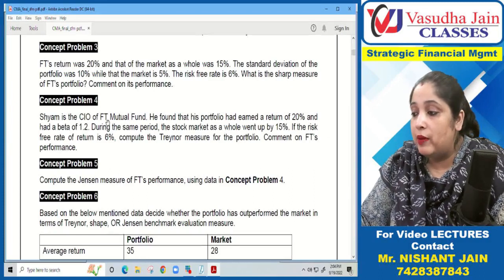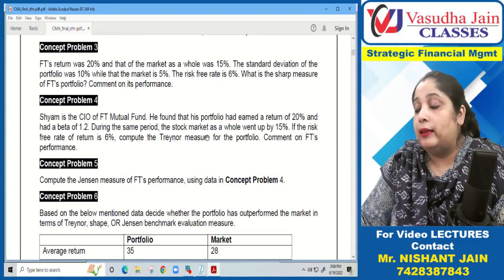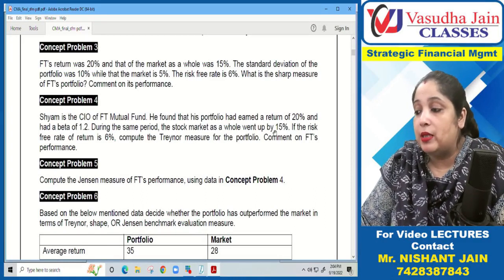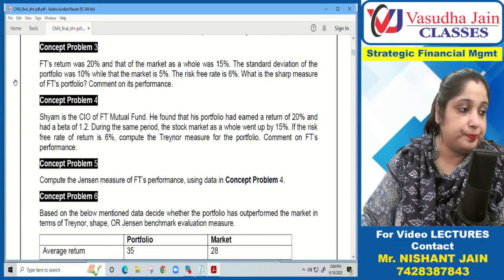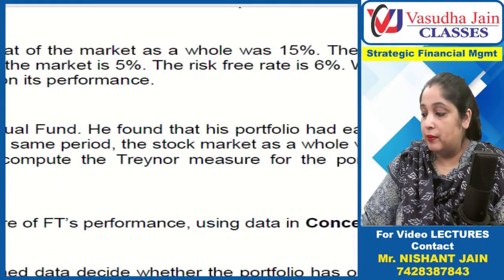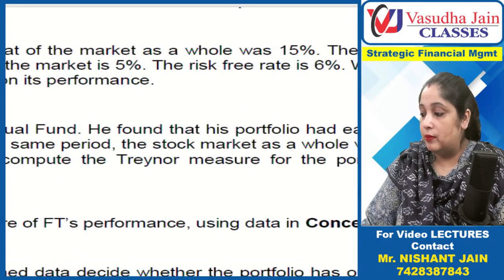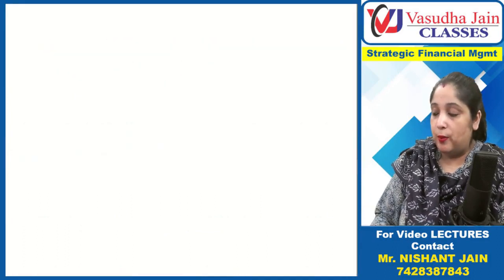What information was given? That your mutual fund was earning 20% return, beta was 1.2, and at the same time the stock market was giving 15% return, and the risk-free rate of return is 6%. Same figures we are going to use. So let us solve question number 5, conceptual problem 5.